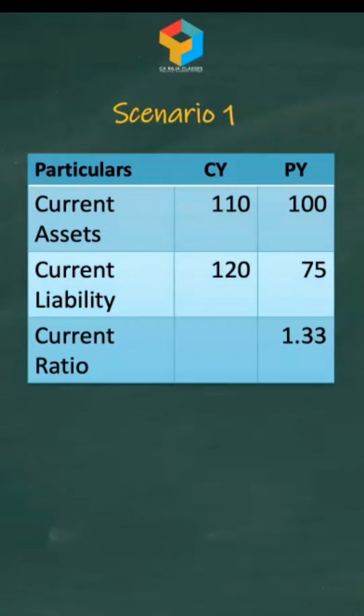It means in the previous year their current ratio was very comfortable at 1.33, whereas in the current year, 110 by 120, their current ratio is only 0.92. So look, standalone information is deceiving, but when you measure the same through ratios, you will get a better picture. Here, liquidity is strained in the current year.